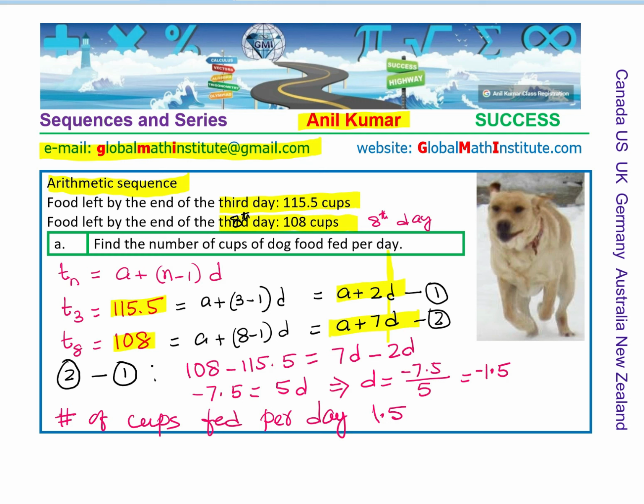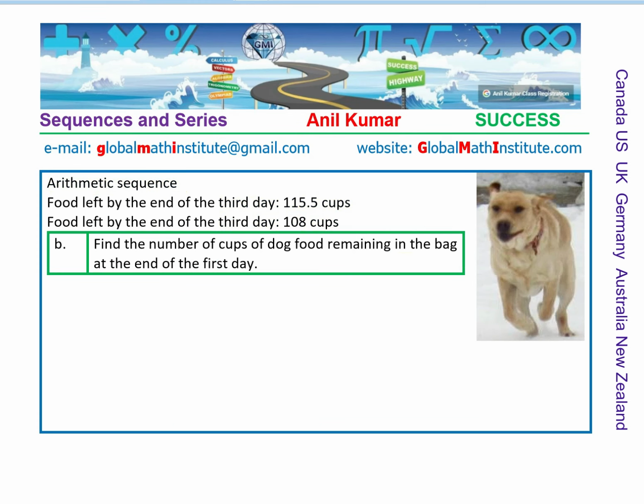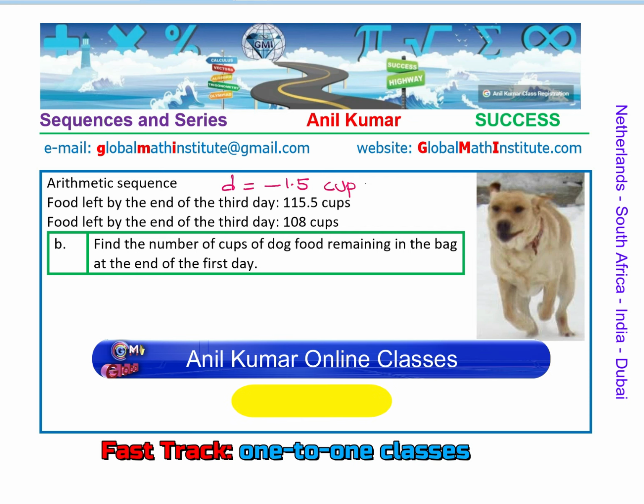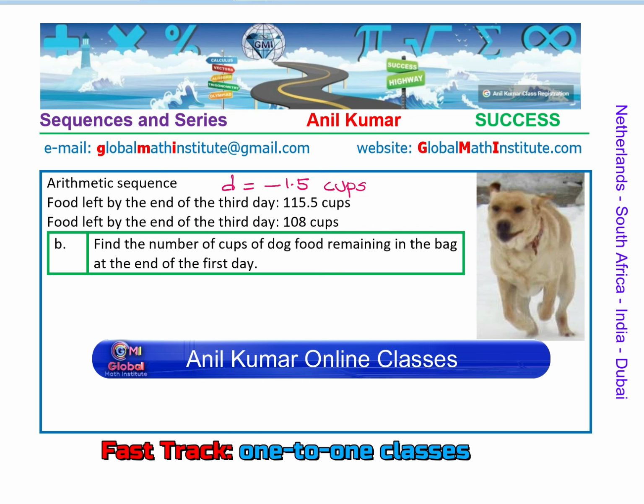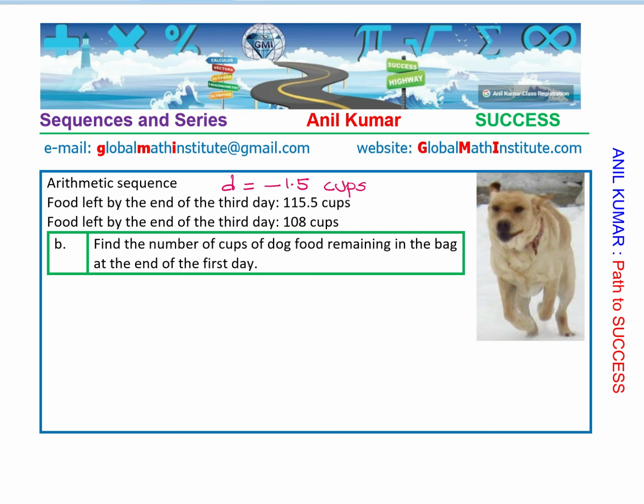Great. So let's continue with this concept and take part B. In addition to the information given to us, we also found the value of d as minus 1.5 cups, correct? It means it is decreasing by 1.5 cups every day. Now, part B is to find the number of cups of dog food remaining in the bag at the end of the first day. So we have to now find the value of a, right?